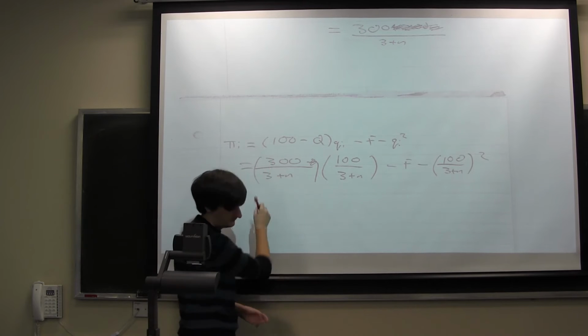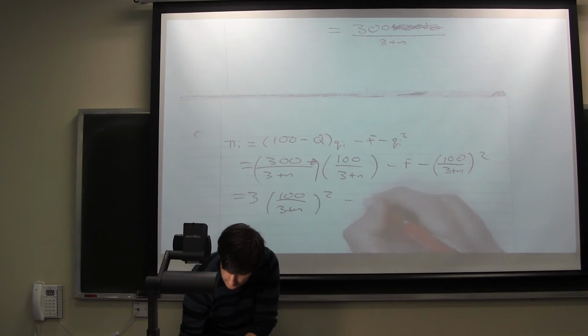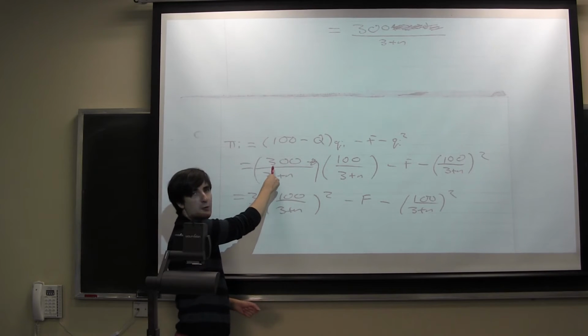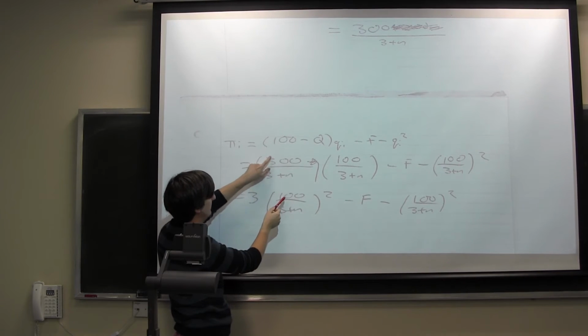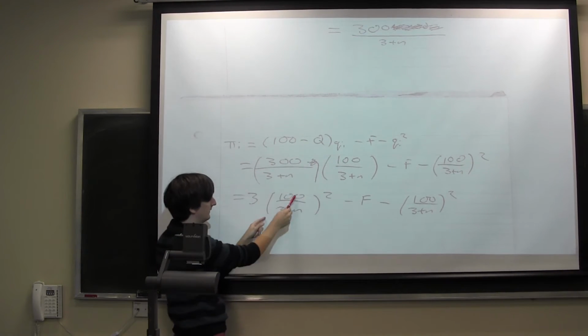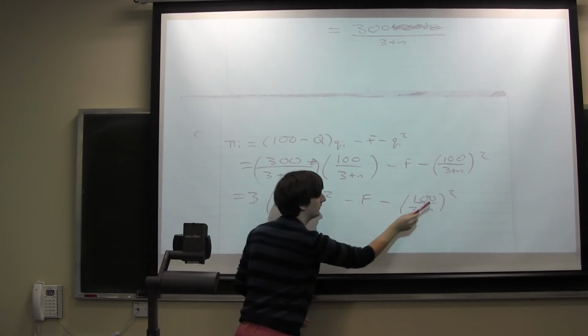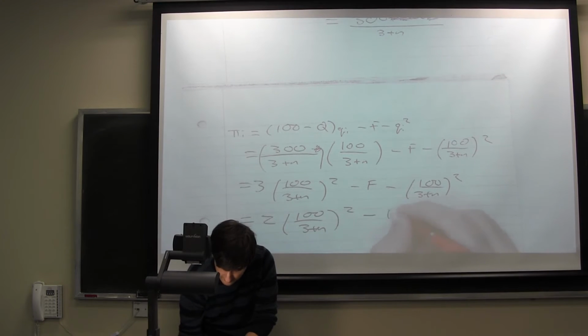So let's just do it in multiple steps. So this is 3 times (100 over 3 plus n) all squared. All I've done is realise that 300 is 3 times 100. So then you can take the 3 outside of a bracket. What you're left with is 100 over 3 plus n times 100 over 3 plus n, so 100 over 3 plus n squared. So we've got 3 times this minus 1 times that. So that's 2 times (100 over 3 plus n) all squared minus f.